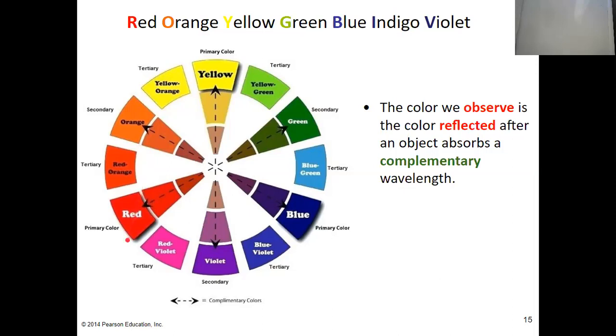So today I'm wearing a red shirt. That means that my shirt, when the light hits it, is absorbing the green wavelength, so that what everyone sees is this red color.